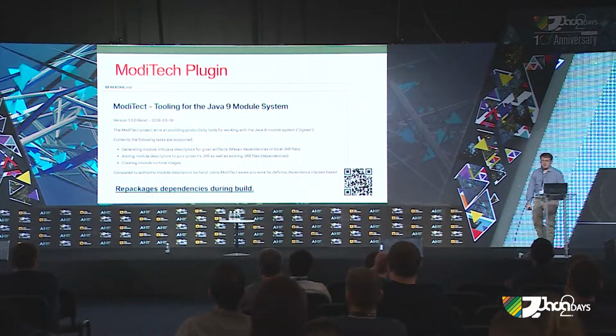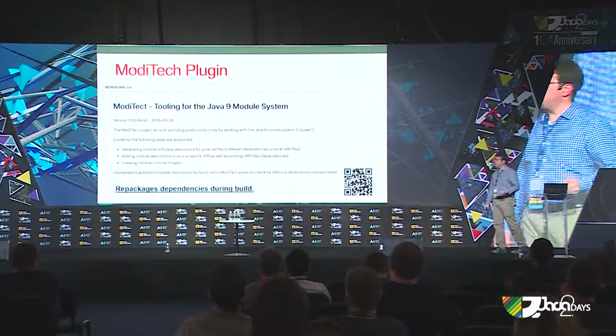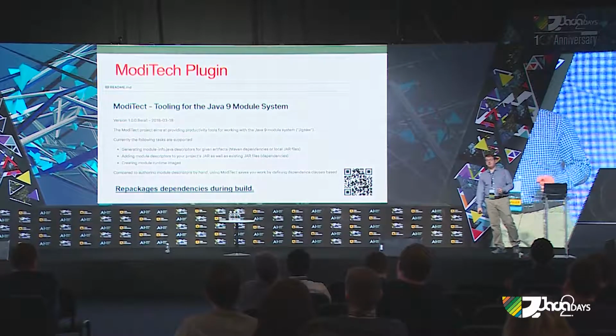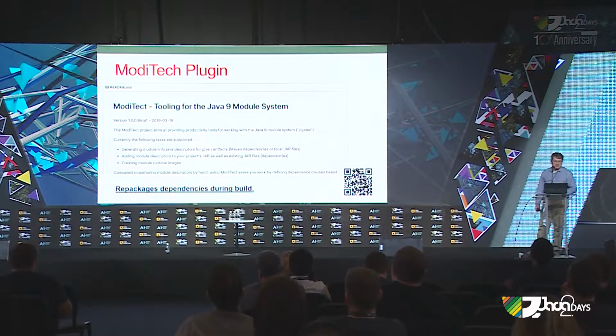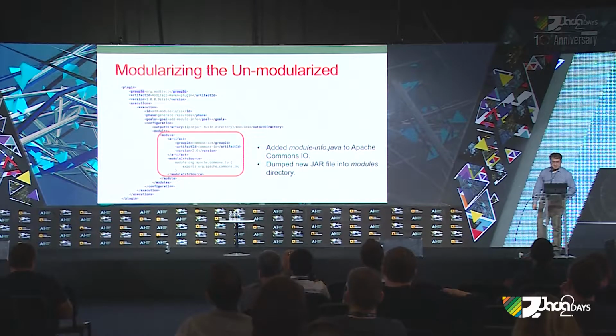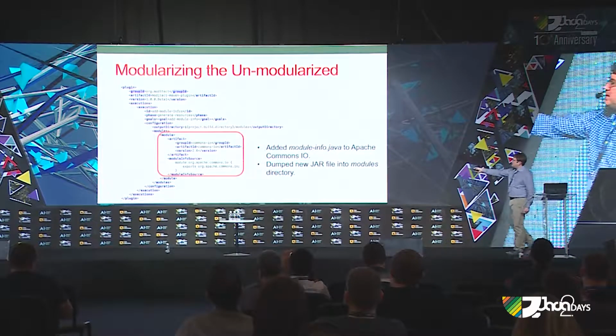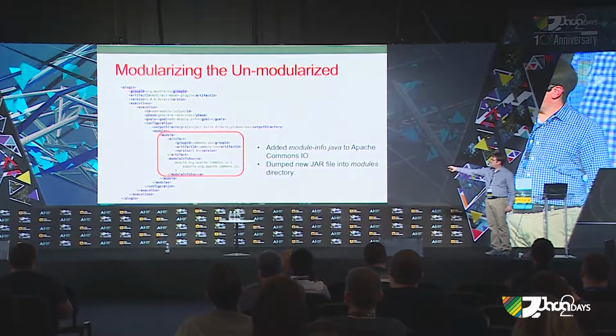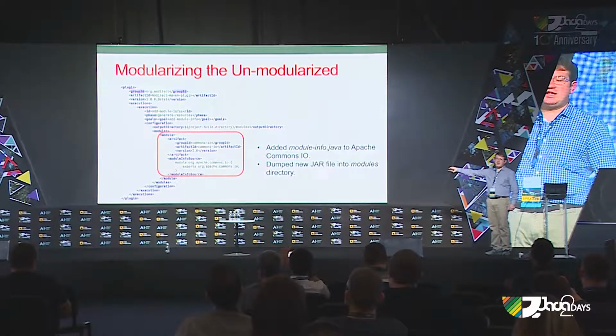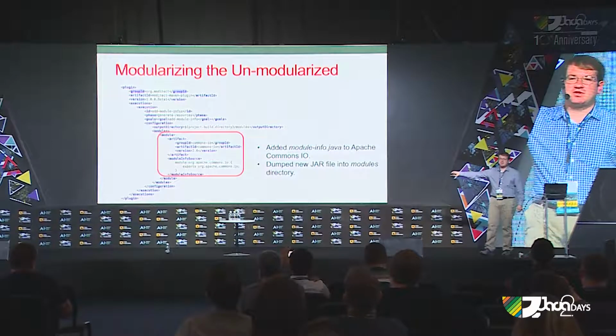Now for repackaging jars as a part of your build, there's actually a plugin that will do this for you right now, a Maven plugin. It's called the Moditect plugin, and it repackages dependencies during the build process. So during the build process, I'm specifying commons-io, and in the module-info source, I'm providing the contents of the module-info source for it.